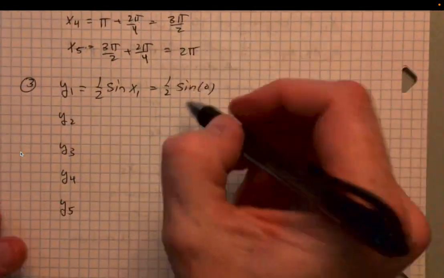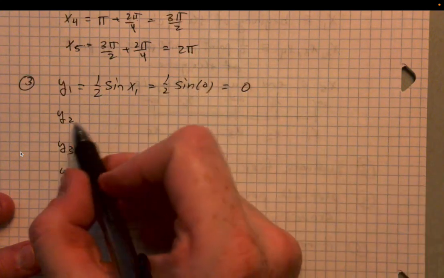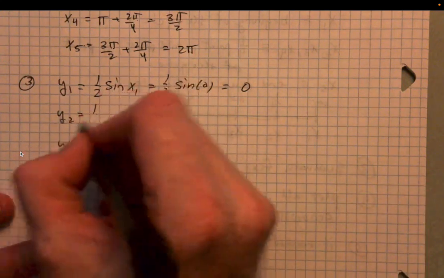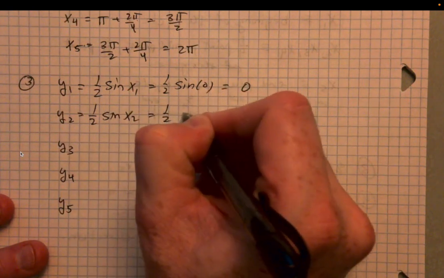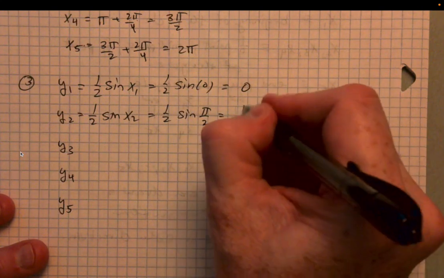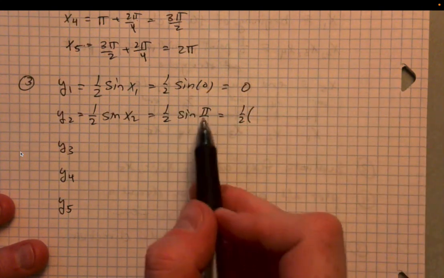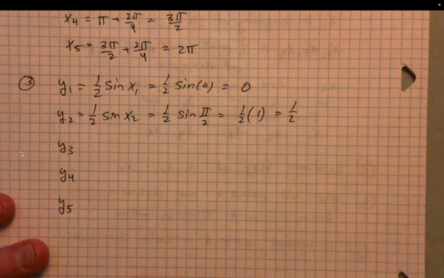Okay, and so we know the sine of 0 is 0, and so this is 0. The next one will be y2, which is equal to 1/2 sine of x2, which is 1/2 times the sine of pi over 2. And so we've got 1/2 times, now the sine of pi over 2 is 1, and so I get 1/2.